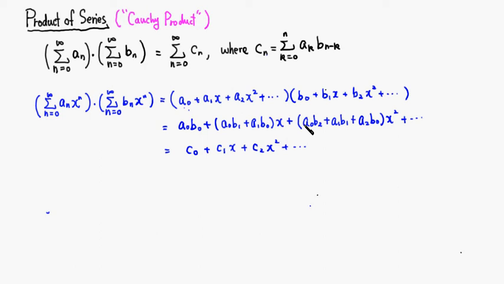So you can see that this is just a summation, n goes from 0 to infinity, of c_n x to the n. Then we set x equals 1, and you end up getting this Cauchy product. So that's the definition of the Cauchy product. That's it. I hope that this was clear.